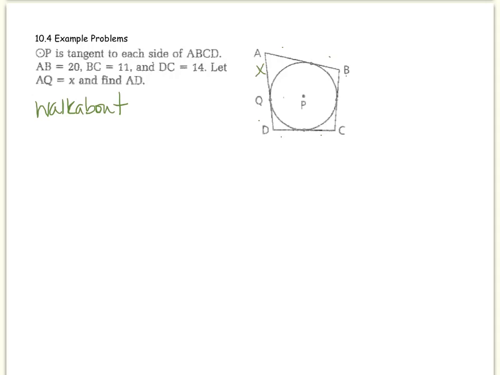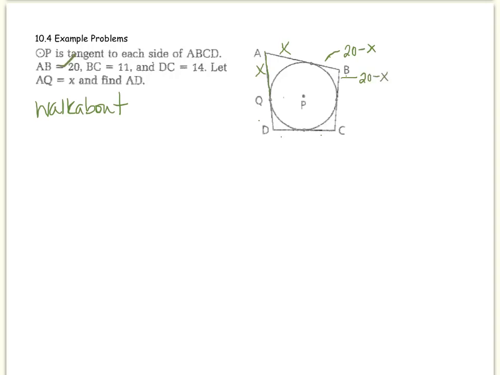Now this problem told us to label AQ as x. I'm always going to label the tangent segment that's part of the full side that I'm looking for. So if I'm looking for side AD, I'm going to start with x as one of those segments. So if AQ is x, then this segment here also has to be x. Well, if AB is 20, then this segment here is 20 minus x. And that's true for the segment here as well.